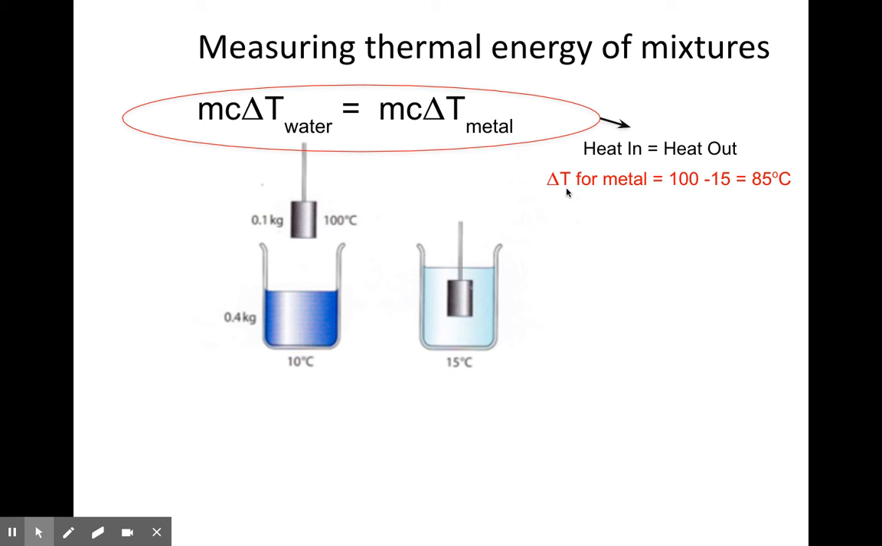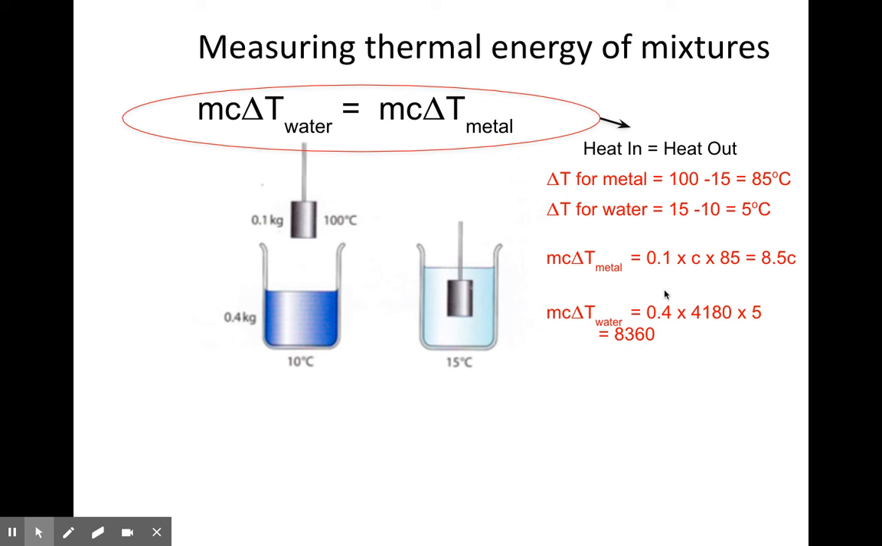So, the temperature change for the metal would be right here. I'm going from 100 degrees to now 15 degrees. So that's my heat change for the metal. The heat change for the water, I'm going from 10 degrees to 15 degrees. Okay, so that's a difference of 5 degrees. So the mcΔT for the metal is 0.1 kilograms. I'm trying to find the specific heat. I don't know the specific heat of that metal, but I know the temperature change. So I get 8.5 C.